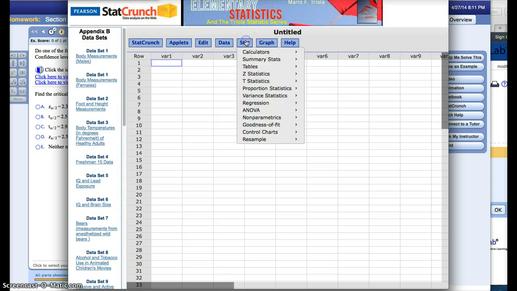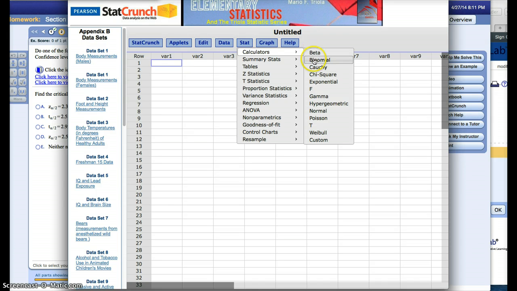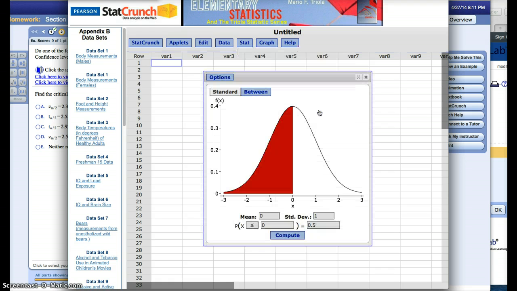I have to go to stat calculators. This time, since I'm going to use normal distribution, z of alpha over 2, I'm not going to go to t anymore. I'm going to normal. So I go to normal because that's normal distribution, and that gives me z of alpha over 2.